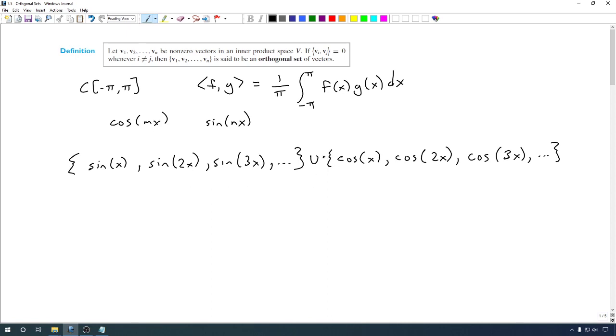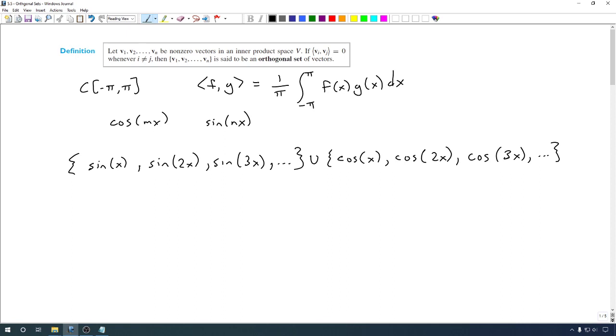But the point here is that all of these vectors are orthogonal to every other function. And so this collection of vectors is an orthogonal set in C of negative pi to pi. And it's actually an infinite orthogonal set. That's not usually possible. We'll mention why that's true a little bit later. The book defines an orthogonal set as a finite collection of vectors. But here we actually have an infinite collection, and that's perfectly okay. We can do that.